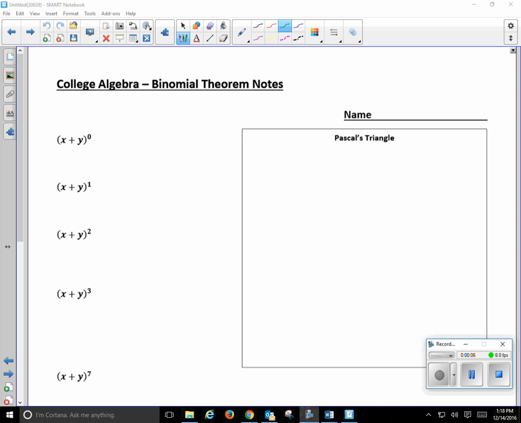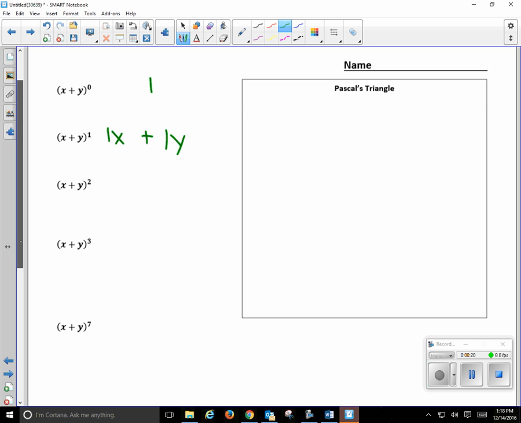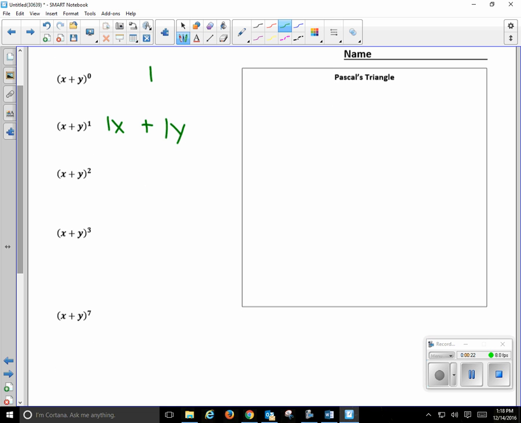What's x plus y to the 0? X plus y to the 1? It'd be a 1x plus a 1y, right? If you had x plus y squared, it would be x squared plus 2xy plus y squared. And that's 1x squared and 1y squared.